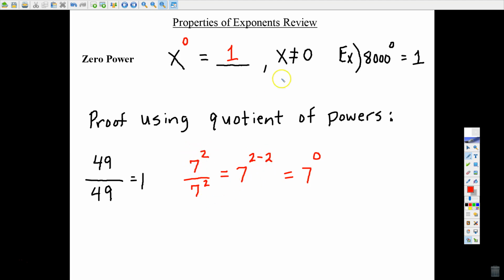And then this helps us maybe understand why x, or this base, can't be 0, because then we would be dividing by 0. If we used our quotient of powers, 0 to some power divided by 0, well, you can't divide by 0. That's mathematically undefined. So that's hopefully a little explanation as to why this base cannot be 0.